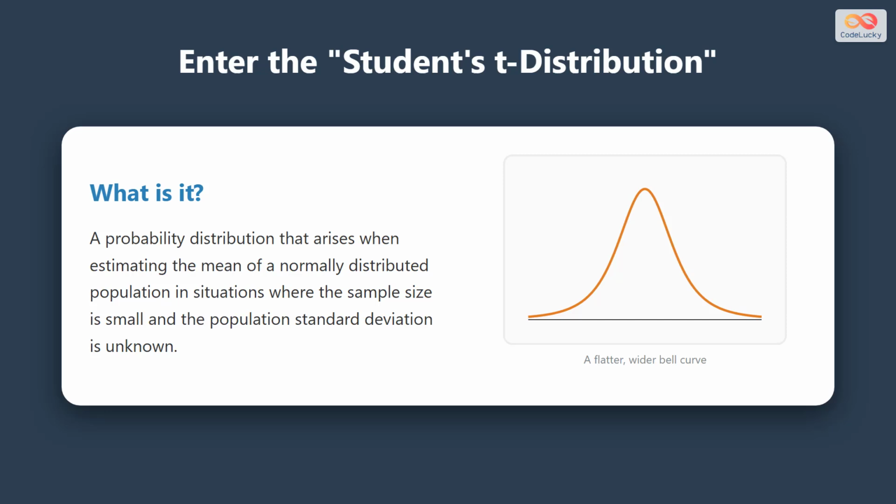This is where the student's t-distribution comes in. It is a probability distribution used to estimate population parameters when the sample size is small and sigma is unknown. Visually, it looks very similar to a normal bell curve, but it is flatter and wider.